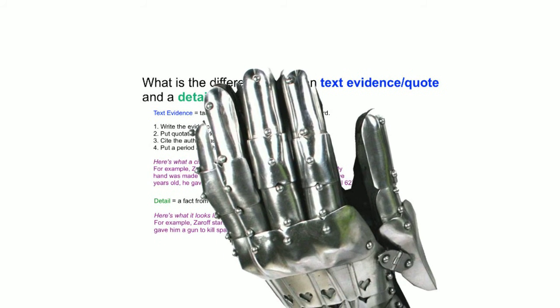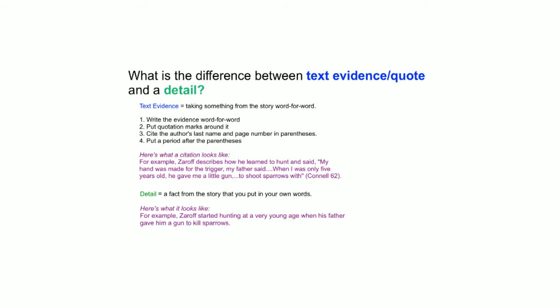There's a lot of confusion over a text evidence, a quote, and a detail. Some kids, if they see quotation marks, they assume that's all they need. Well, that might be a piece of dialogue, which uses quotation marks as punctuation. But a quotation can also be text directly lifted from the text.